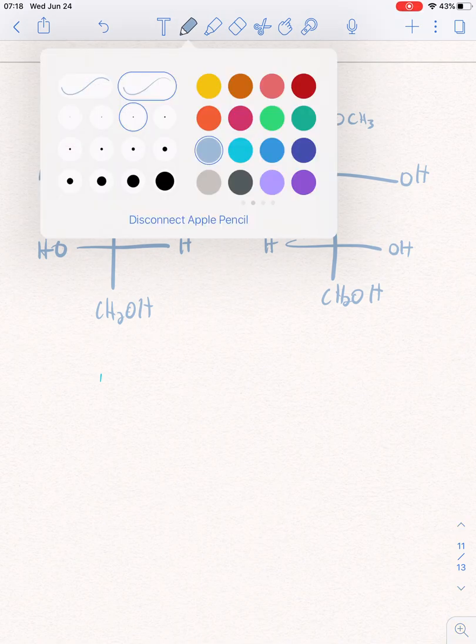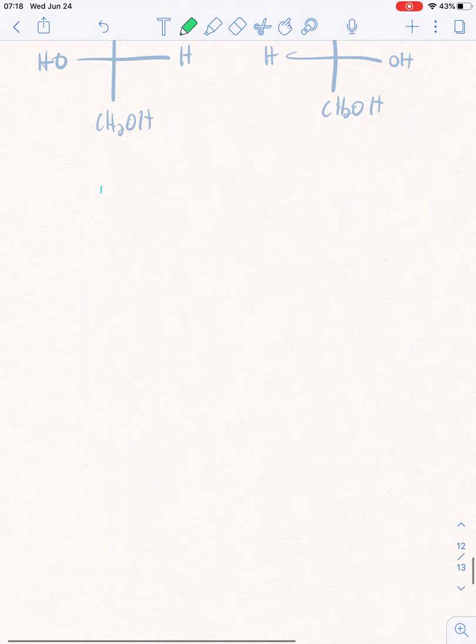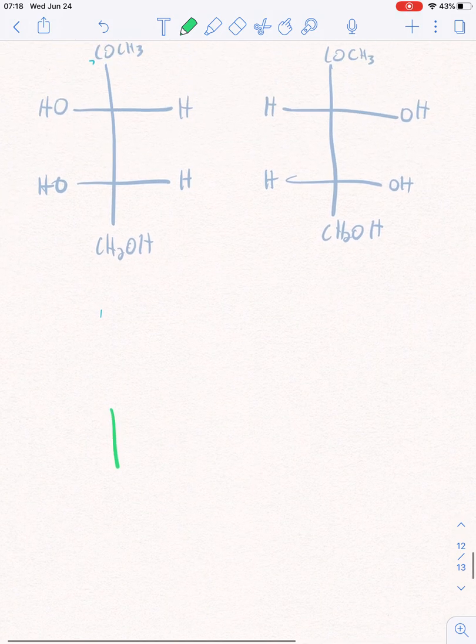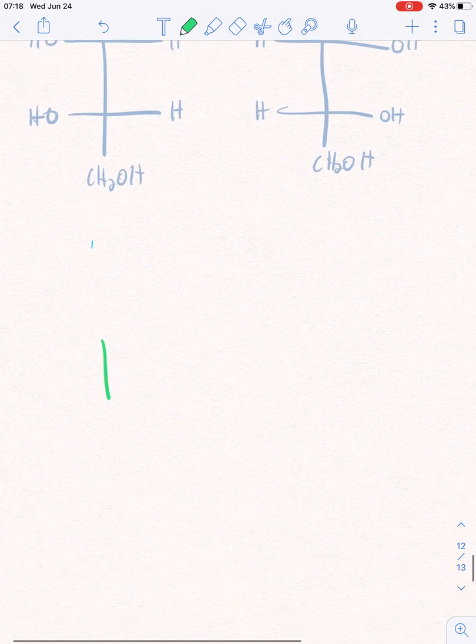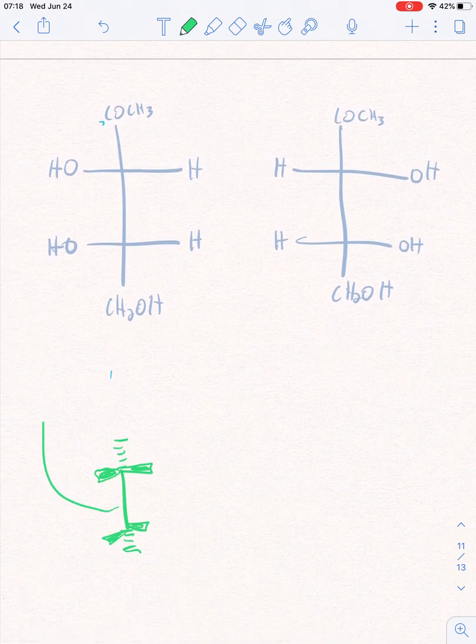Okay, so this one's gonna be another one, but with Fischer projections. Just keep in mind that Fischer projections look like this. They look like that. But we just draw them as sticks.